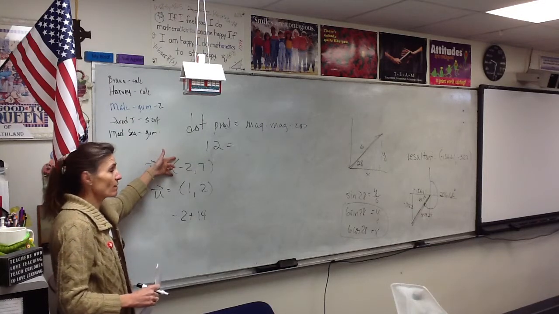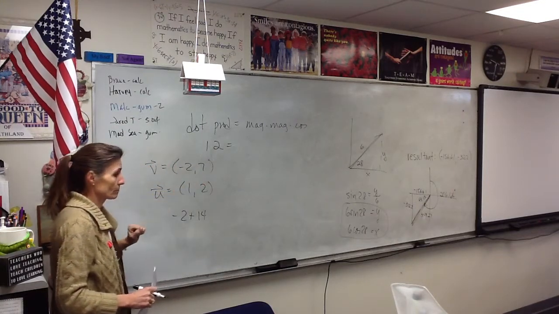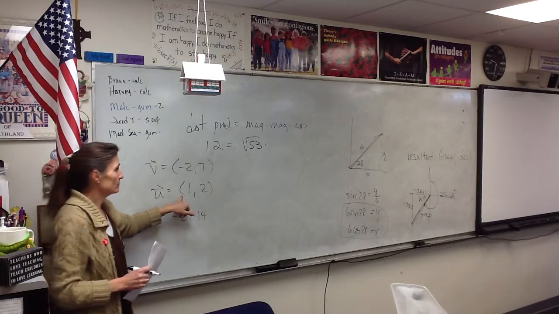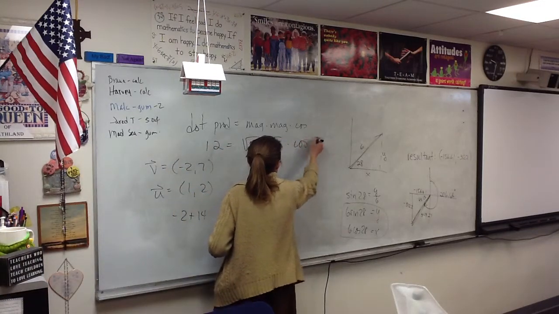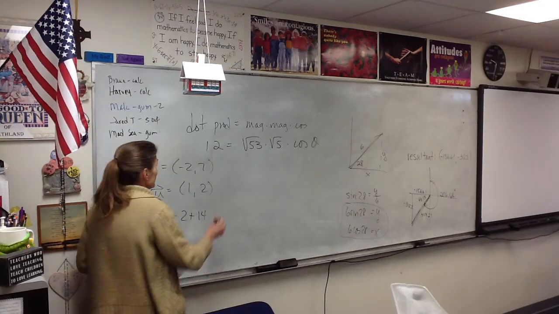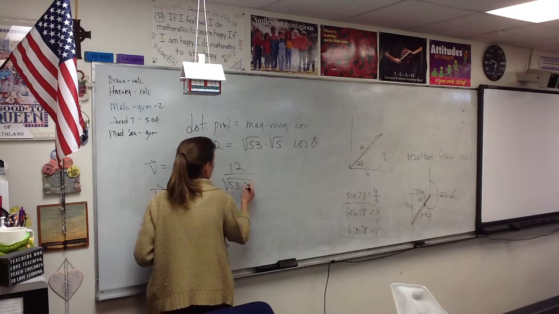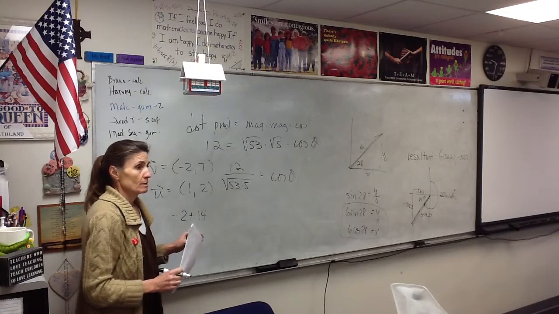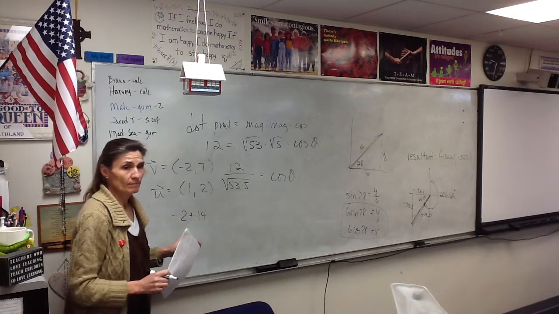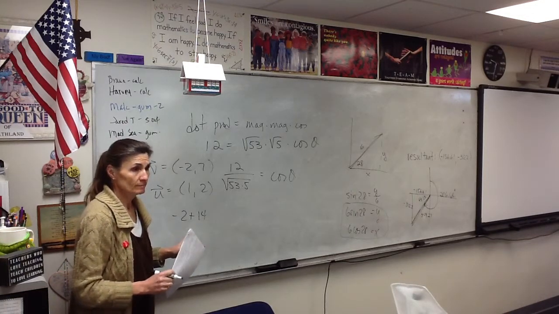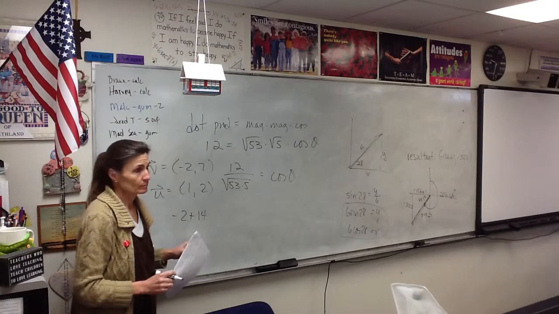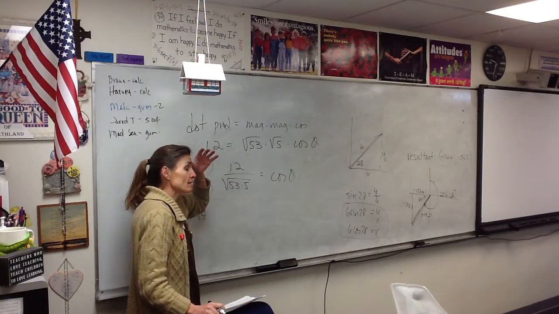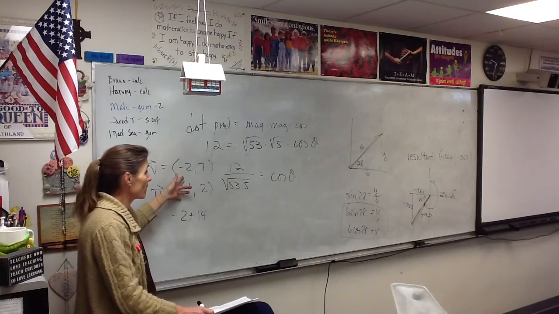What's the magnitude of the first vector? Square root of 53. What's the magnitude of the second vector? Square root of 5. Cosine of the angle between them is what we don't know. So 12 over the square root of 53 times 5 is the cosine of the angle. So I go to my calculator and do inverse cosine, and that will give me the angle. This is exactly what we did with those triangle problems. The only difference is here they give you the vectors. You didn't have to figure them out.